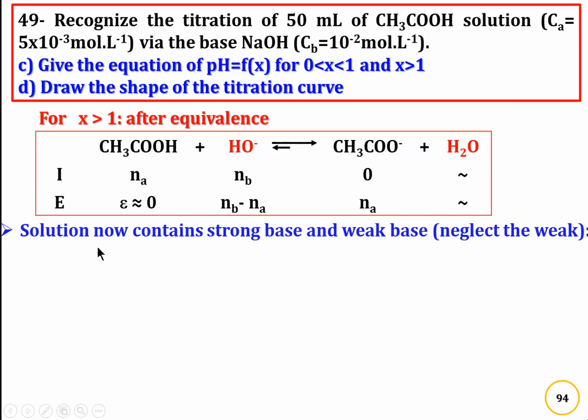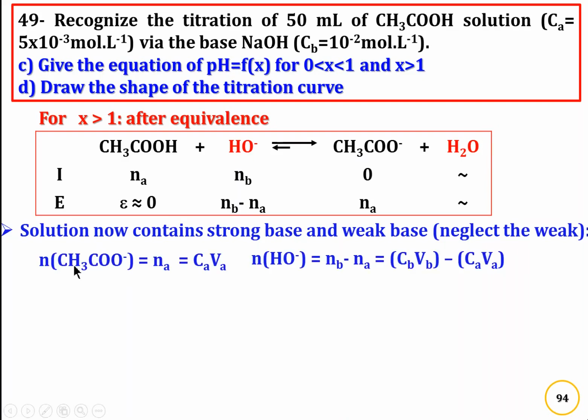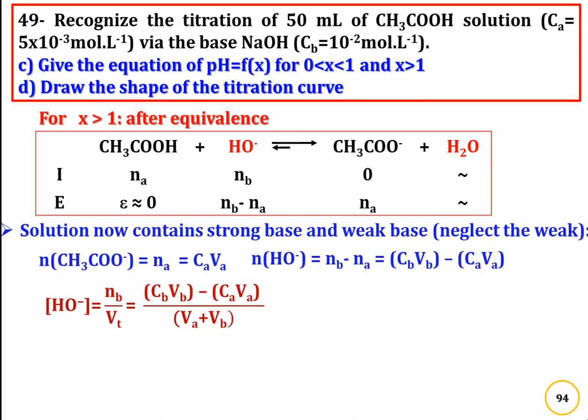So the solution contains a strong base and a weak base, and the strong base will determine the pH. The number of moles of acetate equals CAVA, that of OH minus is equal to CBVB minus CAVA. So since OH minus will determine the pH, we calculate the concentration of OH minus after equivalence. OH minus equals Nb divided by V total, equals CBVB minus CAVA divided by V total, which is the volume of the acid initially present plus the volume of the base added.